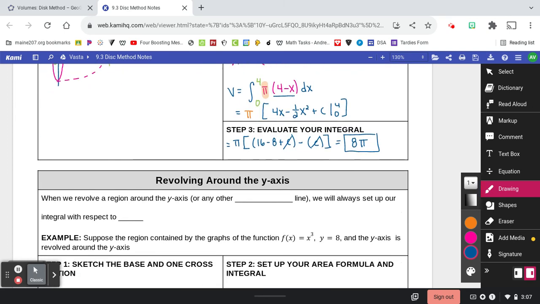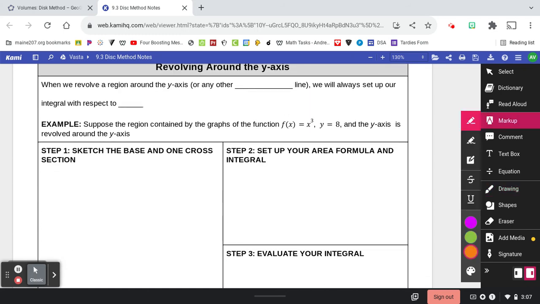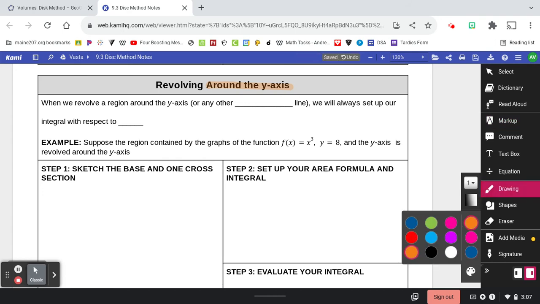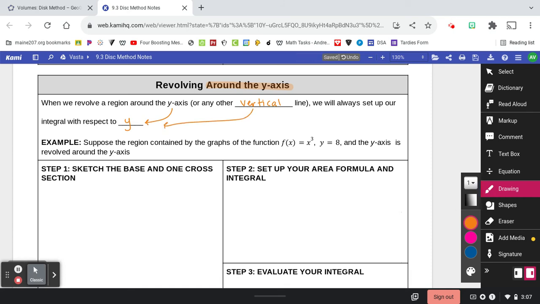For problem number 2, we're going to look at an example where we revolve our shape around the y-axis. When we revolve around the y-axis or any other vertical line, we always set everything up with respect to y. An example would be, suppose the region contained by the graphs of f of x equals x cubed, y equals 8, and the y-axis is revolved around the y-axis.